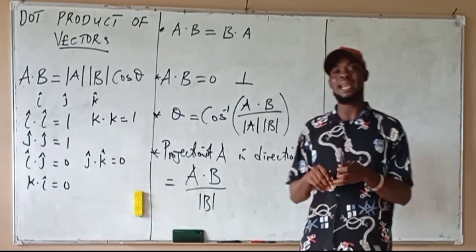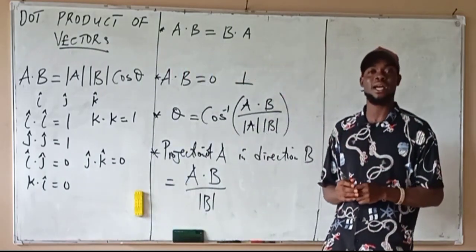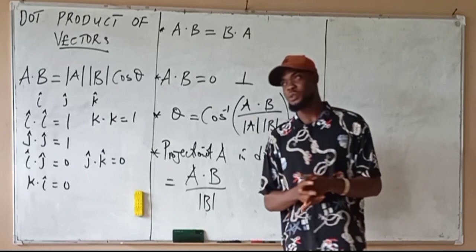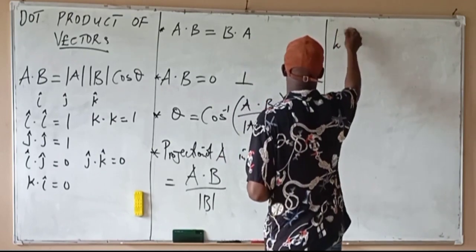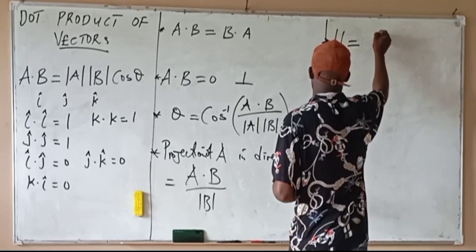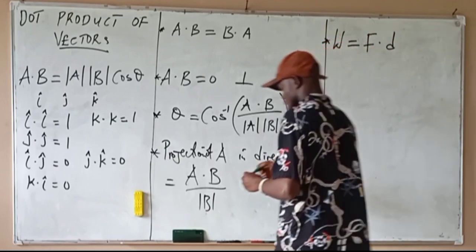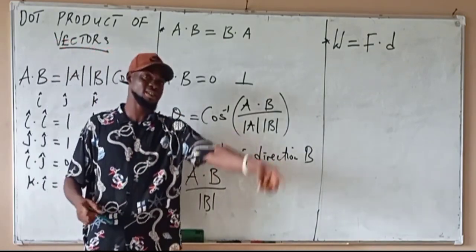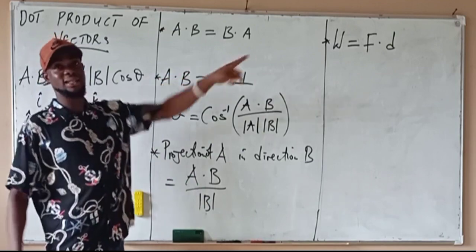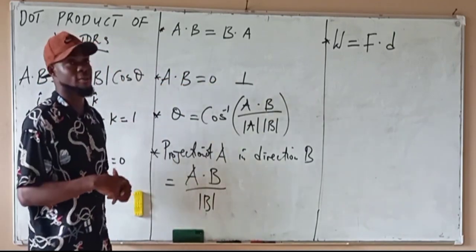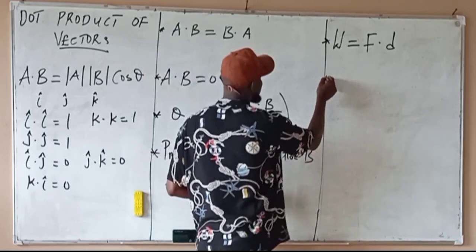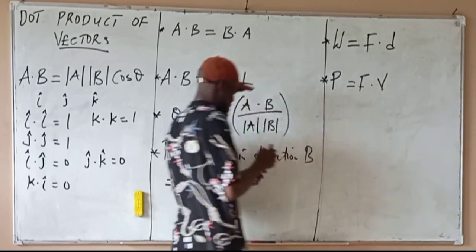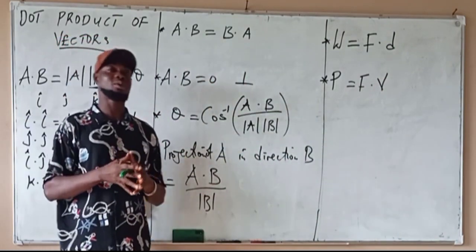We use scalar product to solve for work done. Work done will be equal to F dot D, where D is displacement or distance moving in a specific direction. When the direction of that distance is known, we call it displacement. The F is force. Then we also use scalar product to solve for power, which is F dot V.